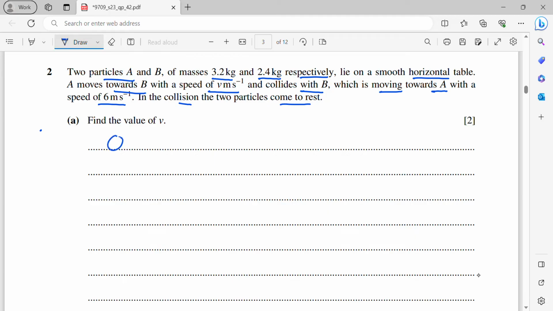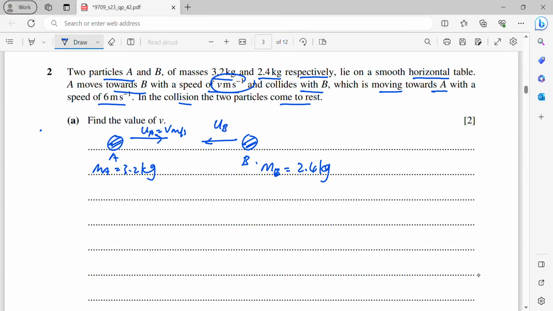Okay, so let's say this is the particle A. It is moving towards the B. Then this is the particle B moving towards the A. So for the A, the mA is 3.2 kg. Then the mB is 2.4 kilograms. Now, the speed of the A is v. So I will treat the velocity towards the right side as positive. Then for the B, it will be 6 meters per second.